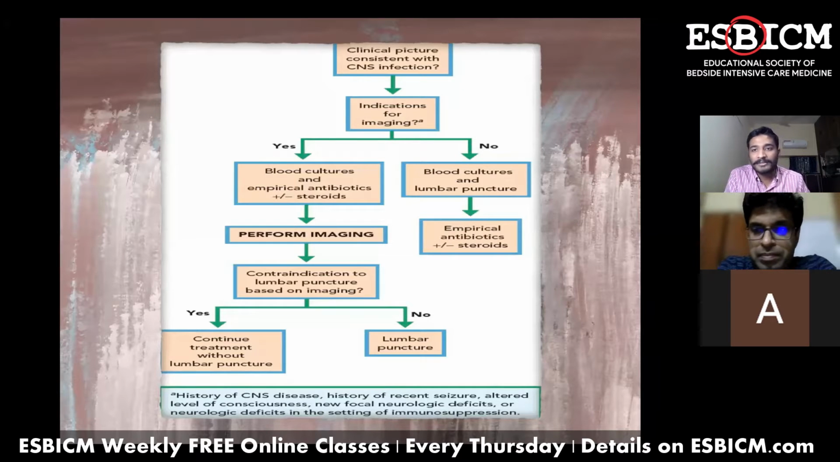So these are the clinical pictures, and in around 50% of bacterial meningitis patients, 2 out of 4 of these symptoms are present. The 4 means fever, headache, neck rigidity, and altered sensorium.